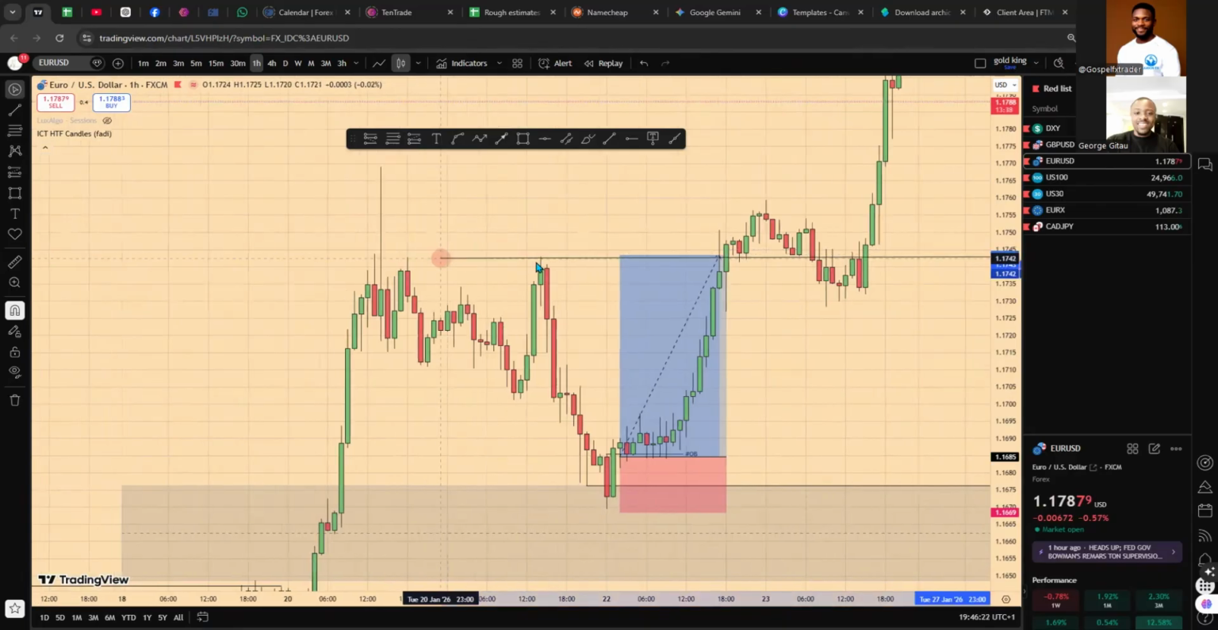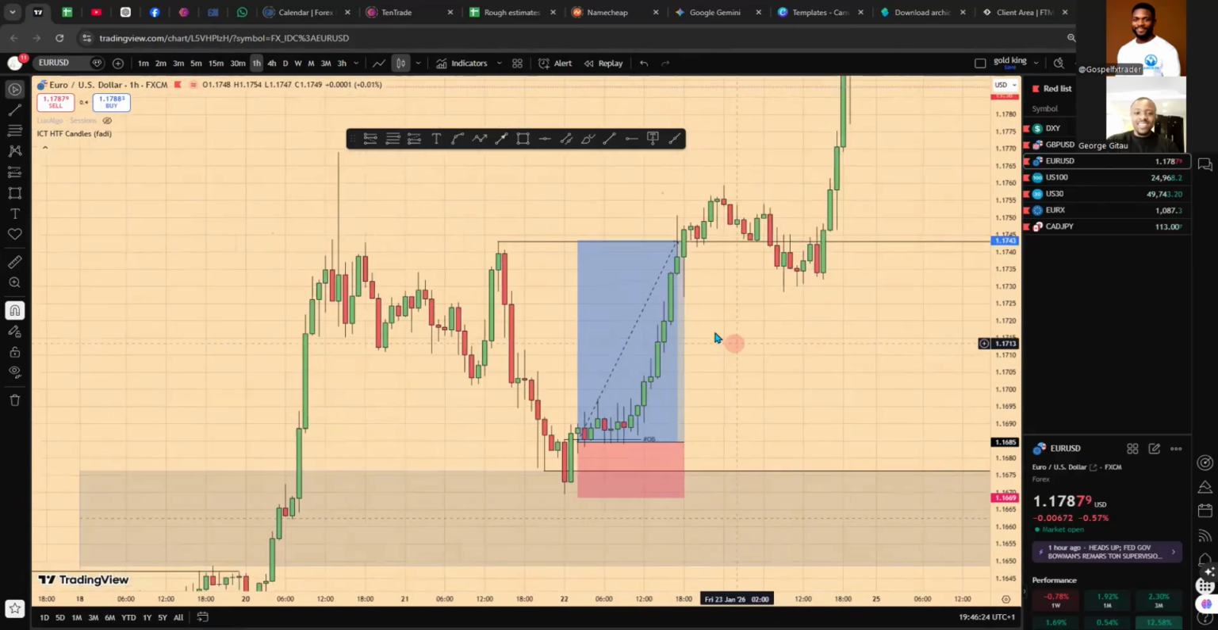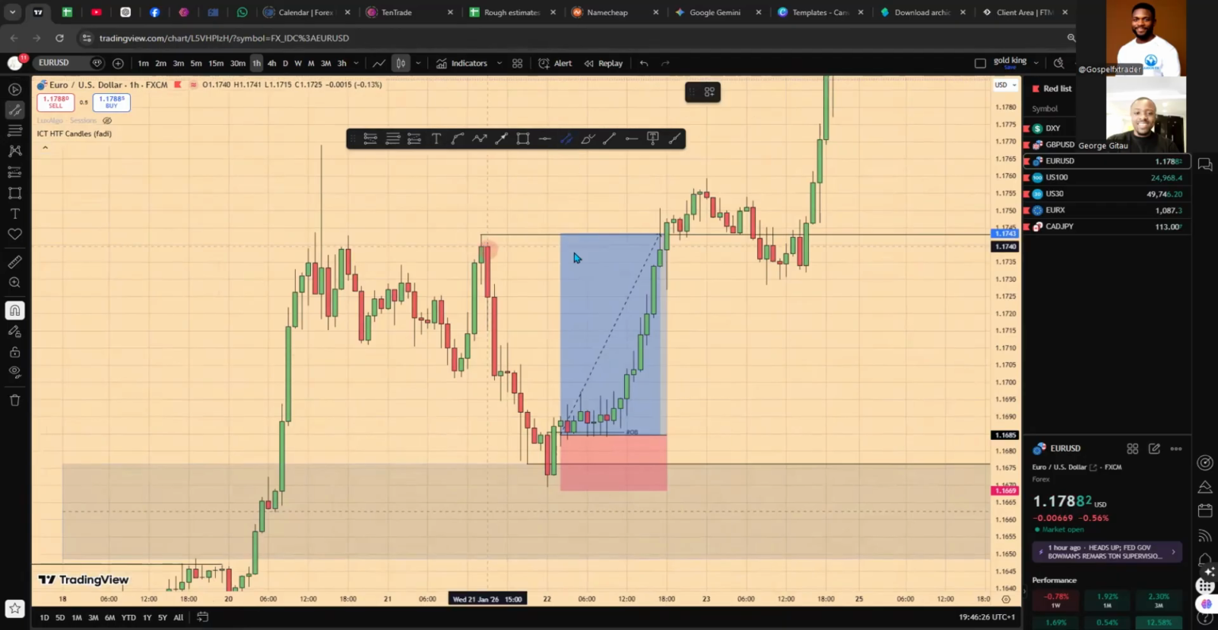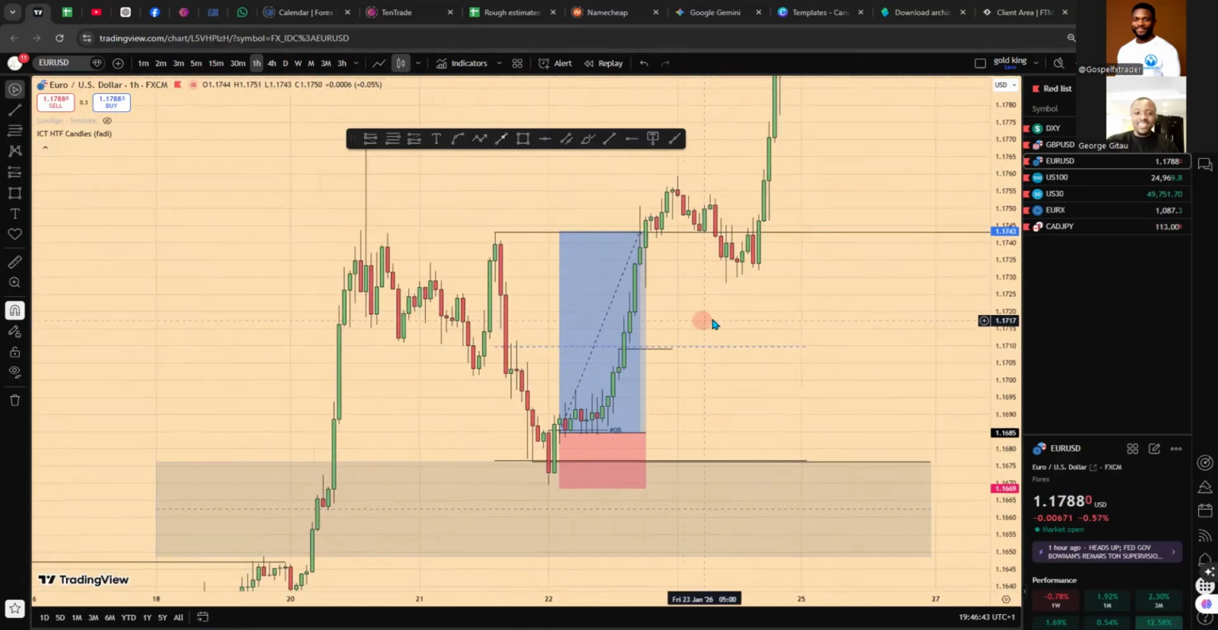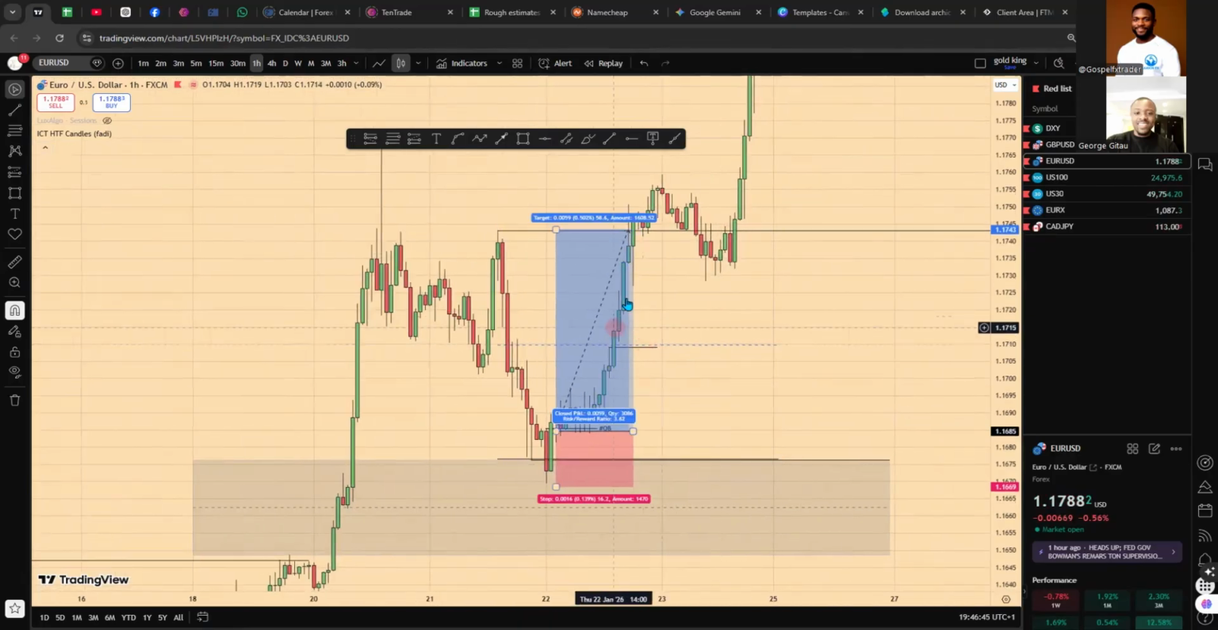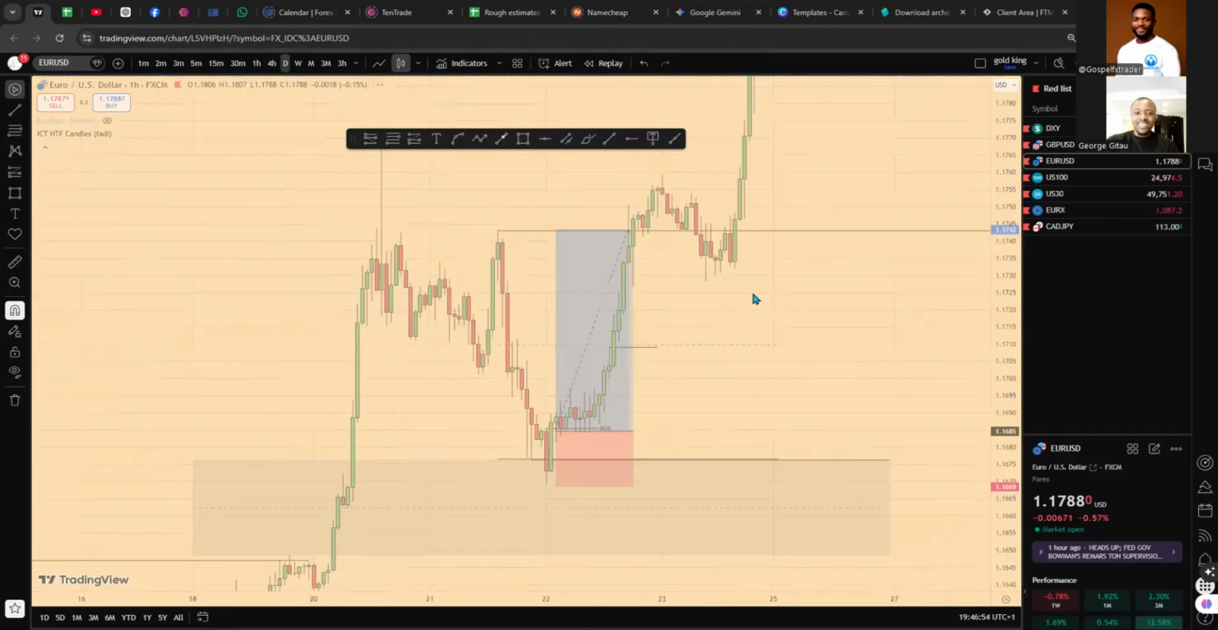Now, some people target the 50% of the range, or they take partials at the center of the range of the CRT candle, which means when price trades to the 50%, they close partials. Some people do that. If you want to always maximize your profit, you can allow price to move all the way to the end. Let's see if we're going to see another CRT.